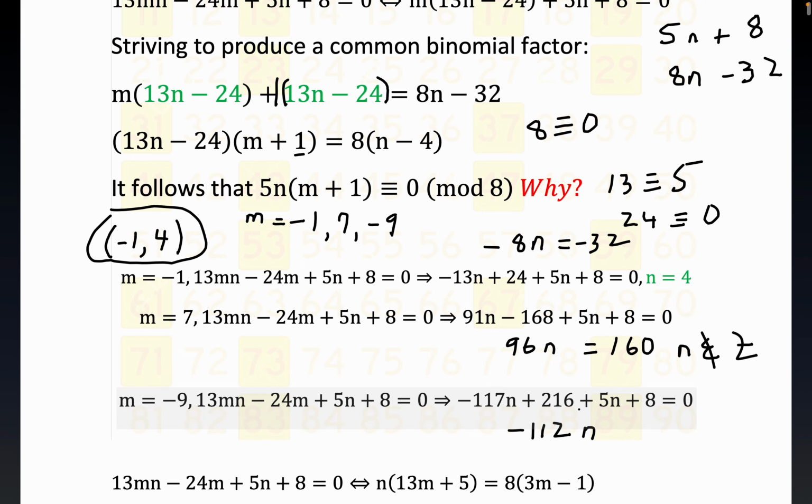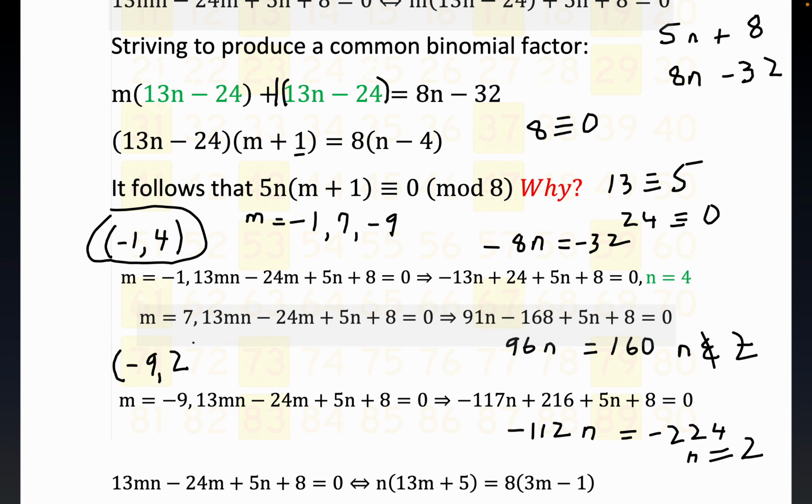Okay, 216 and 8 is 224. You take it to the other side, and you get minus 224. Okay, and that tells you that n is equal to 2. N equal to 2. And so, folks, right here, another solution would be minus 9, comma 2. Okay, so we have 2 solutions so far.